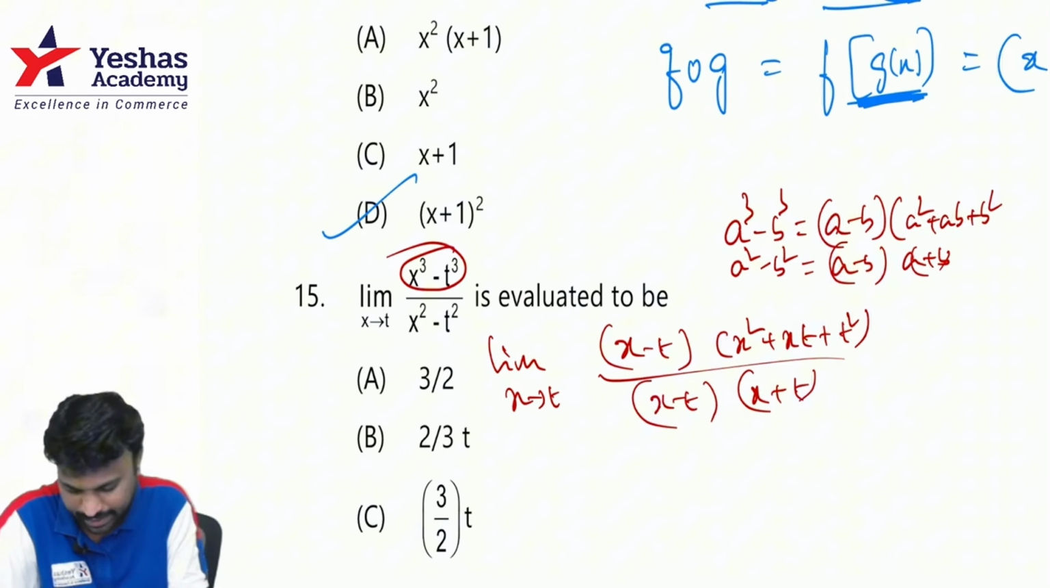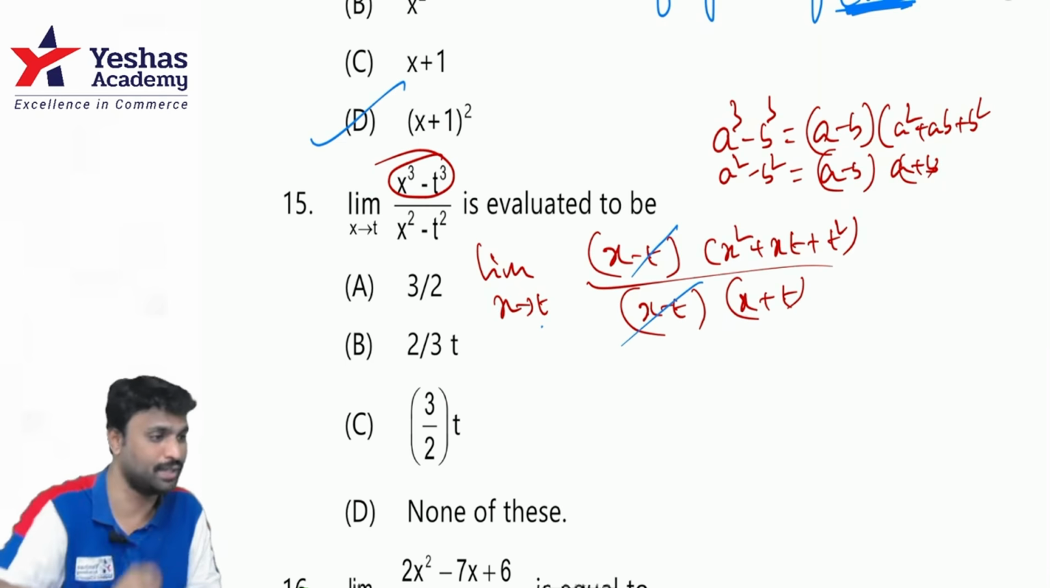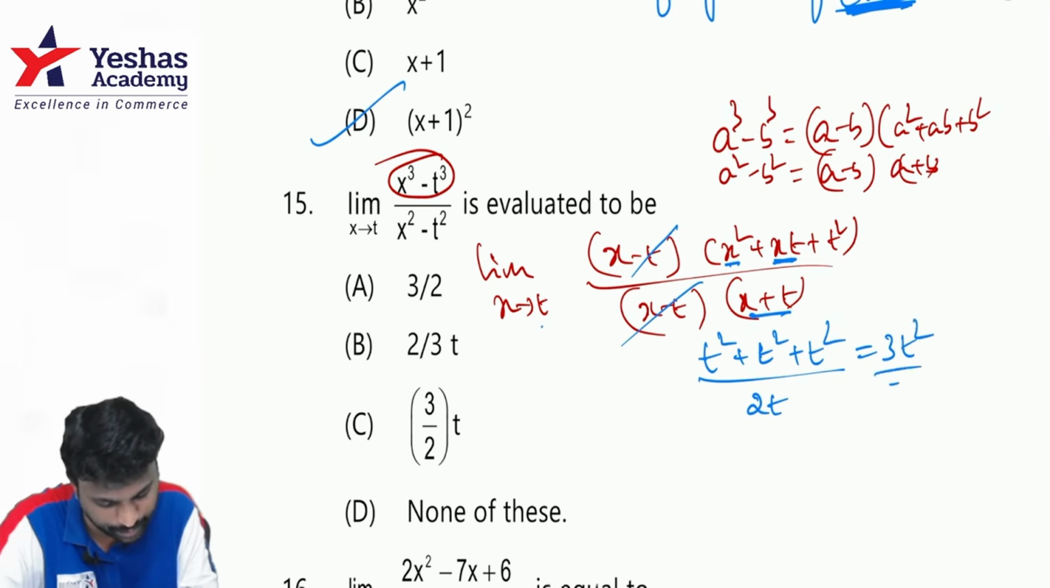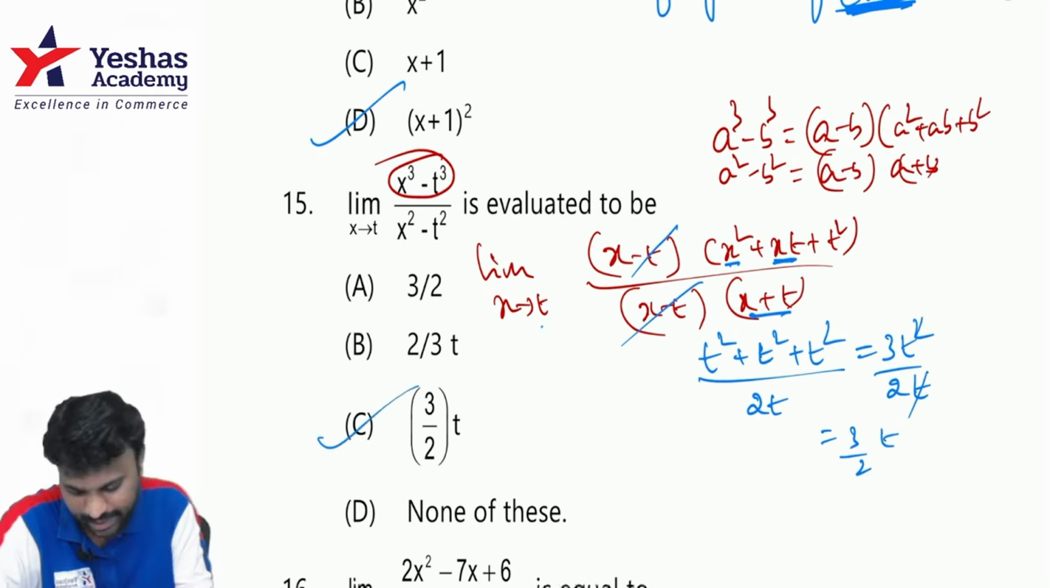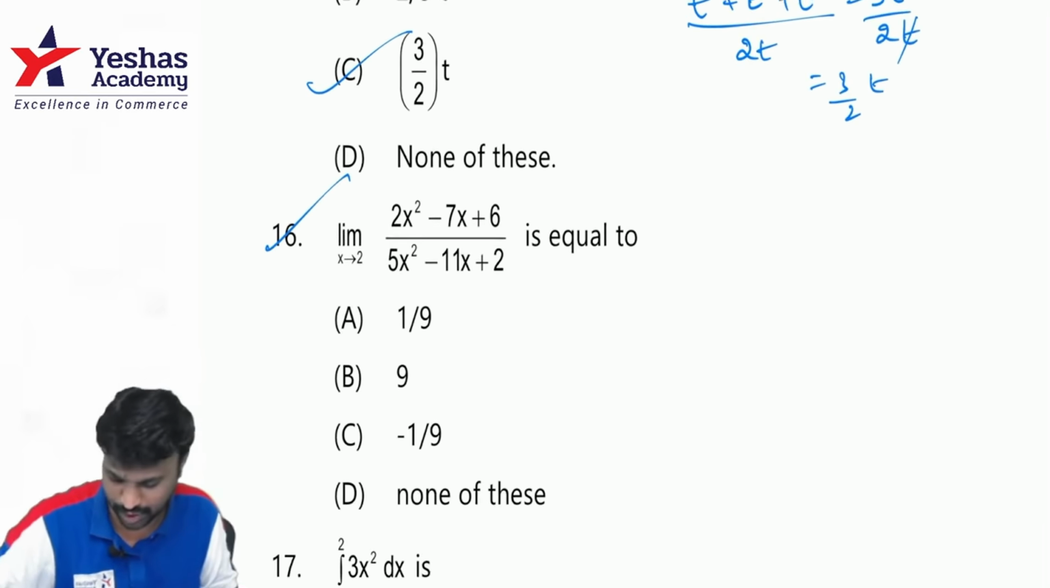So guys, what gets cancelled is x minus t and x minus t. And if you substitute x as t, what will happen? T square plus t into t is t square again plus t square. Denominator is t plus t, which is 2t. The numerator is 3t square, denominator is 2t. One of the t gets cancelled, it's 3 by 2 times t. That means option C is the right answer. Guys, moving on to the next question, that is question number 16.